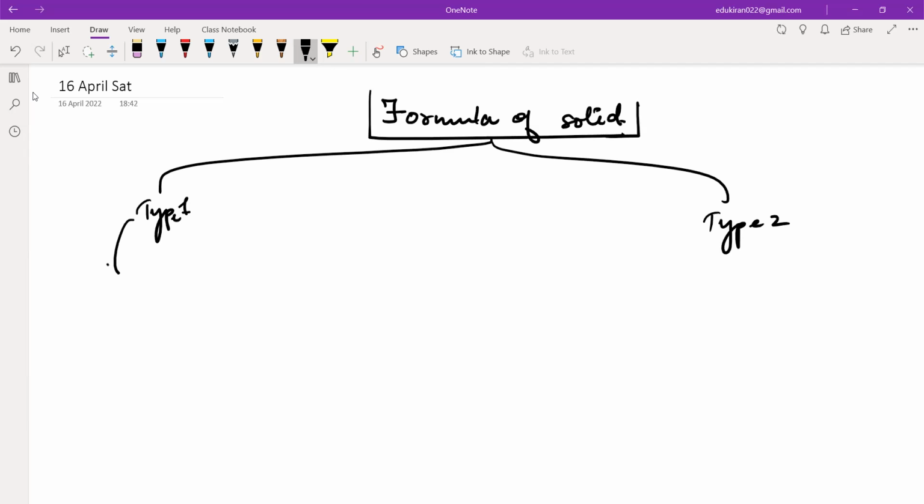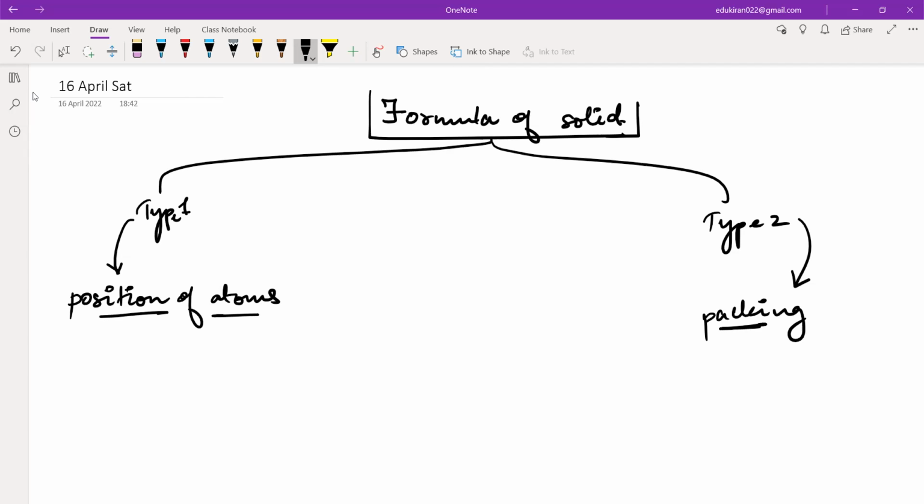In type 1 questions, they will be giving you the position of atoms. With respect to the position, you are going to calculate the contribution of each of those atoms, and then you are going to calculate the formula. In the second type of question, they will be giving you the packing. They will not be giving you the exact position of atoms, they will be giving you packing, and they will tell you that some of the atoms are in voids also. So the difference is these 2: position of atoms and packing.